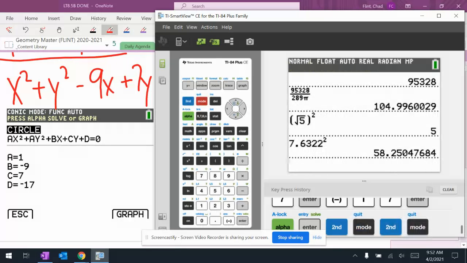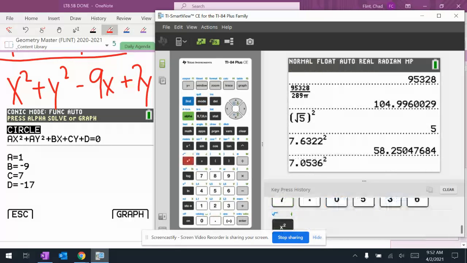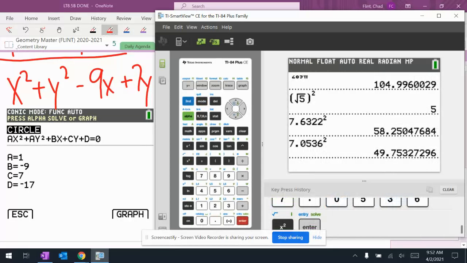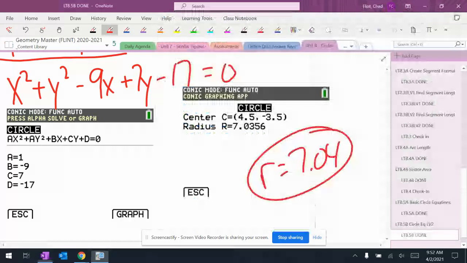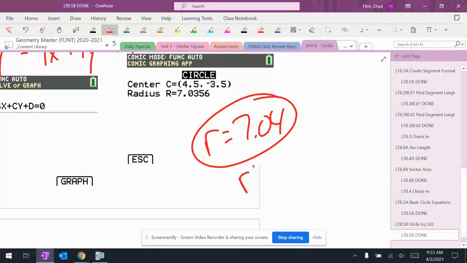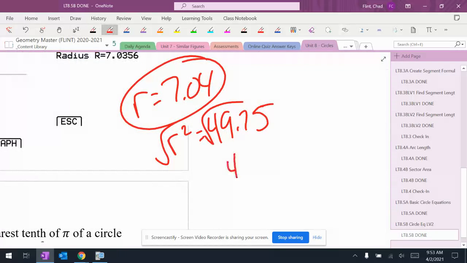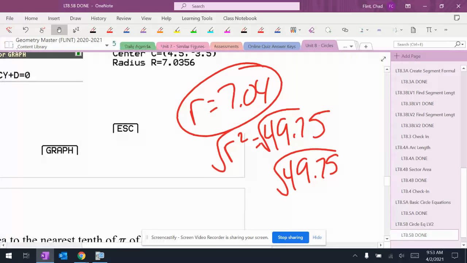I'm going to quit out of there. So I'm going to do 7.0536 squared, and I'm going to hit enter. And it gives me 49.75 with some more stuff. These radiuses are typically going to be accurate to the hundredths place. Because of rounding, it's going to mess things up. So the exact value of this radius is almost definitely the square root of 49.75.